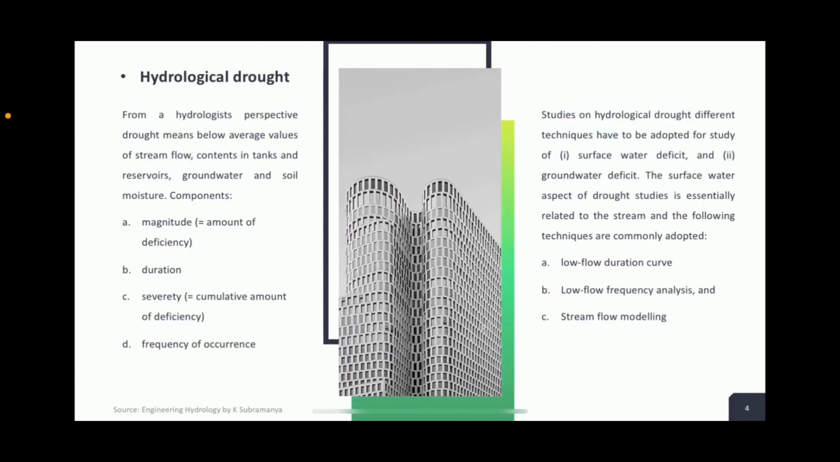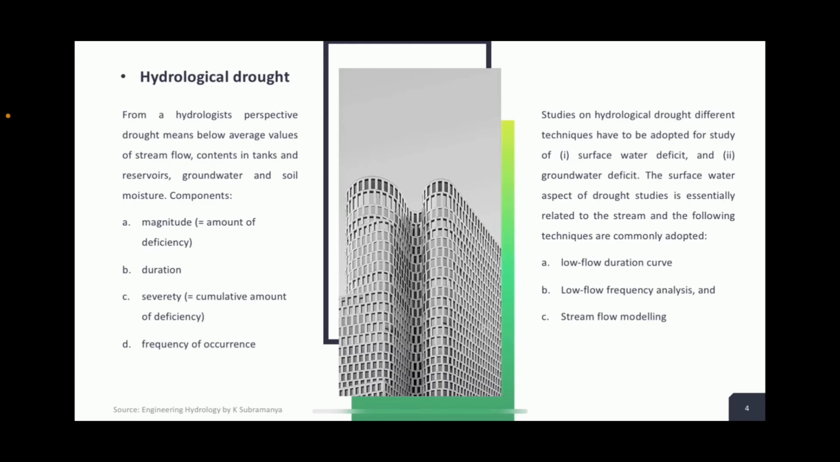Hydrological drought. From a hydrologist's perspective, drought means below average values of stream flow, contents in tanks and reservoirs, groundwater, and soil moisture. So, the components are magnitude, duration, severity, and frequency of occurrence. Studies on hydrological drought, different techniques have to be adapted for study of surface water deficit and groundwater deficit.